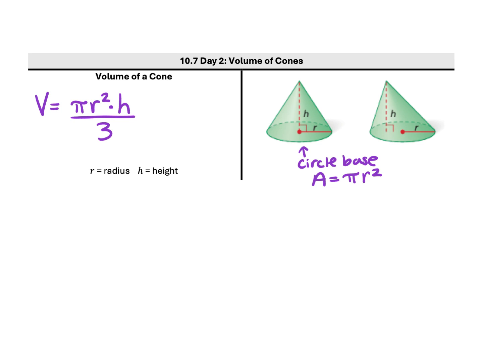Once again, the height of the cone is not the same as the slant height that we used when we did surface area. The slant height would be from the vertex to the edge of the circular base. When we do the height, we're looking for the distance between the vertex and the base. So you'll look for that 90-degree angle mark.